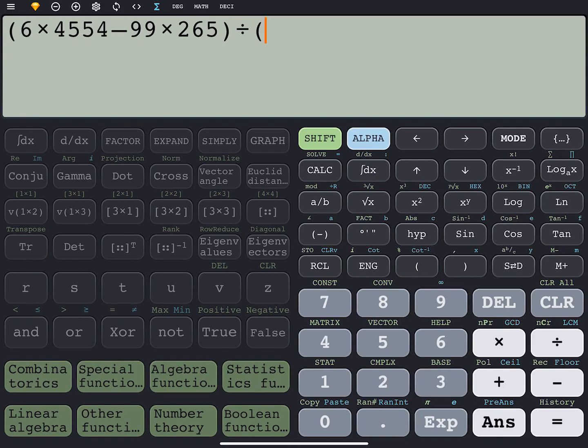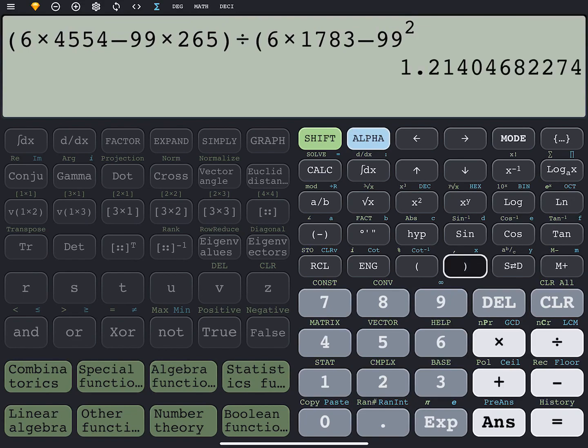I'm going to have that 6 times sum x squared. What's that sum x squared? 1783. Thank you so much. Minus the sum x to the second power. What's sum x? 99. Thank you. Close that parentheses here, ladies and gentlemen.